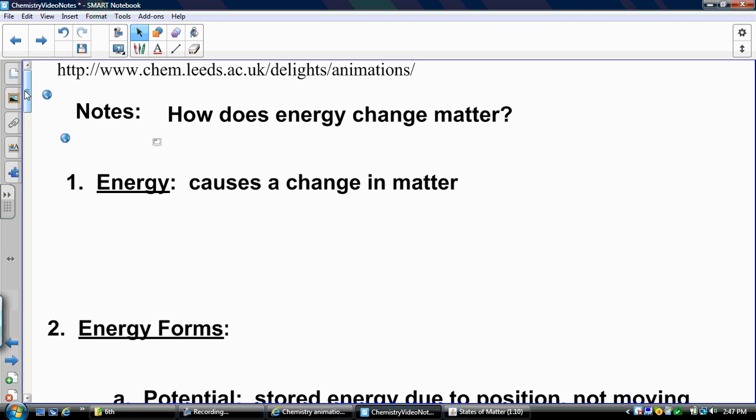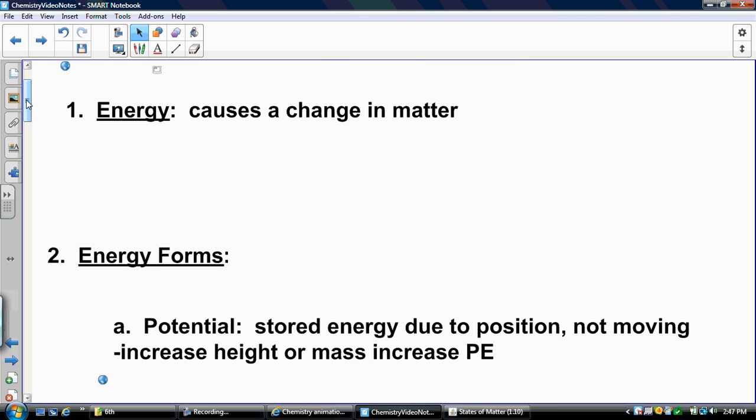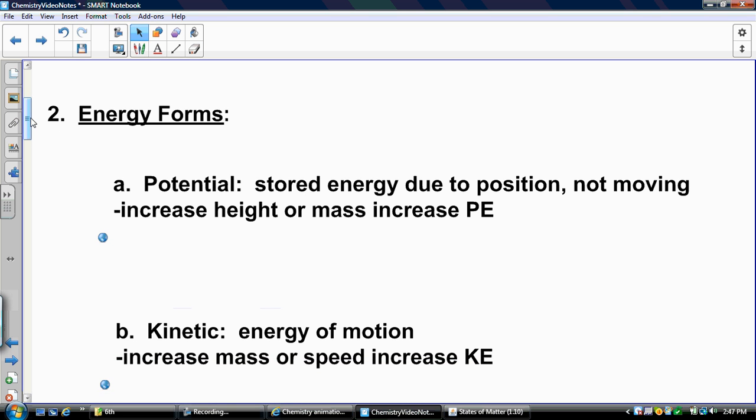Okay, so this is a review. Remember, energy is something that can cause a change in matter. There are two forms of energy. Potential energy is stored due to position. It's when matter is not moving. Increase height or mass, and you increase potential energy.